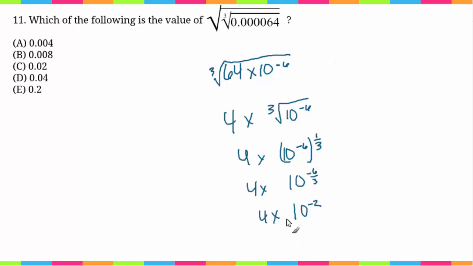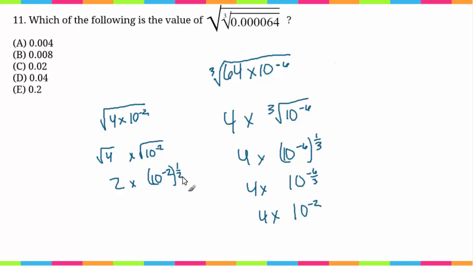Now let's deal with the square root on the outside. We have the square root of 4 times 10 to the negative 2. Again, let's break this up. We have the square root of 4 times the square root of 10 to the negative 2. The square root of 4 is just 2. Here again, I'm going to write this as negative 2 to the 1/2, and I get 2 times 10 to the negative 1.